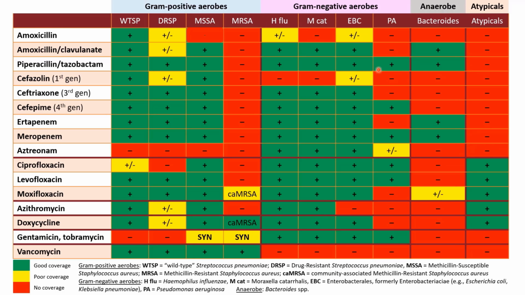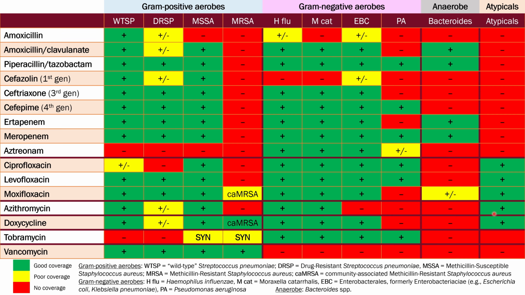And then we have Pseudomonas as well as atypical coverage, so you can see which antibiotics cover atypicals, in particular fluoroquinolones as well as tetracyclines and macrolides have excellent activity against atypical bacteria.